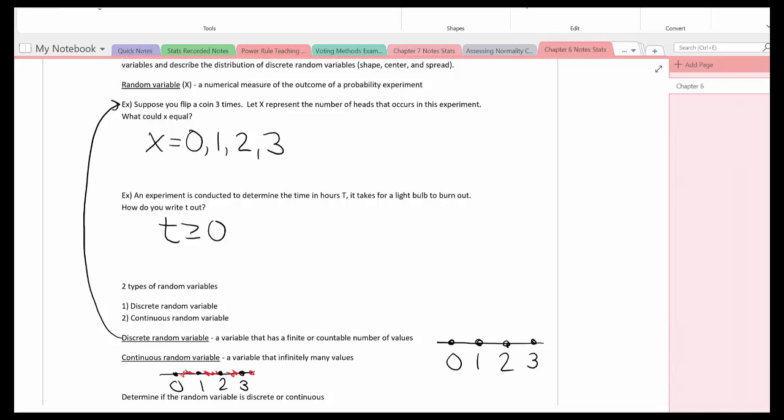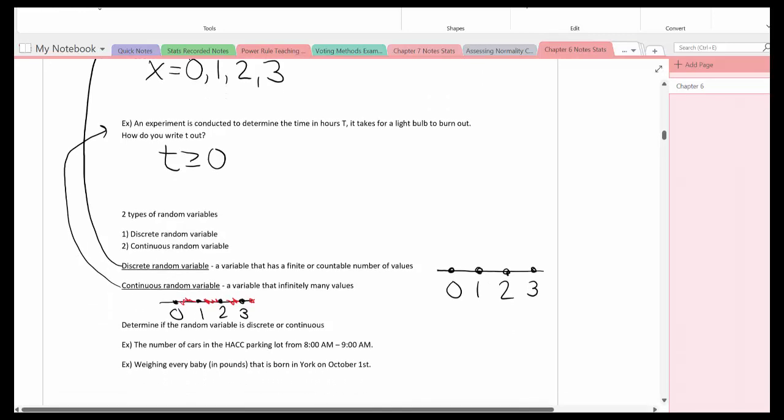The continuous random variable is a variable that has infinitely many values. So it could be 0 or 1 or 2 or 3 or 4, but it could be any particular value in between also, any fraction, any decimal. So the light bulb experiment is an example of a continuous random variable.